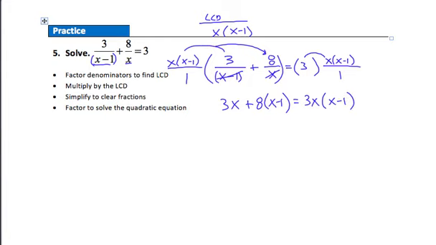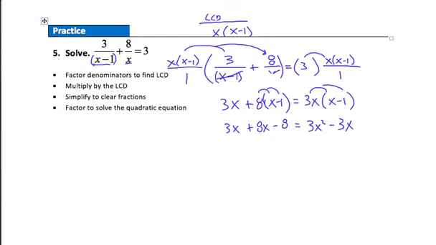All right, let's go ahead and simplify each of these sides. The left side, let's say we have 3x, distribute the 8. So 8 times x will give us 8x, and then 8 times negative 1 will give us negative 8. On the right side, we'll distribute the 3x. 3x times x will give us 3x squared, and then 3x times negative 1 will give us negative 3x.